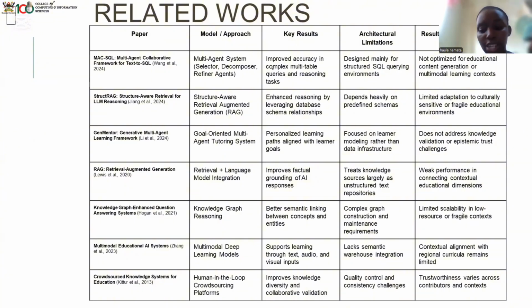And then GenMentor, which focused on personalized tutoring agents, but did not address the semantic infrastructure or knowledge validation. And then we looked at traditional RAG systems. There was improved factual grounding, but they treated knowledge largely as unstructured, text-based, and this lacked contextual educational alignment. And then the knowledge graph-based systems improved semantic linking, however, they faced scalability challenges in low-resource environments. Overall, the existing systems lacked semantic educational grounding, multimodal integration, cultural contextualization, and epistemic trust mechanisms.